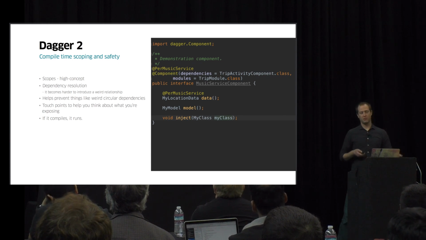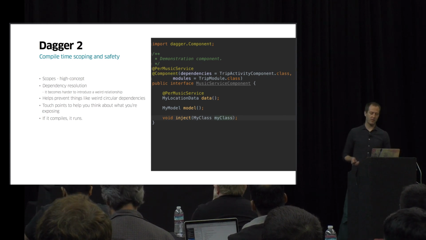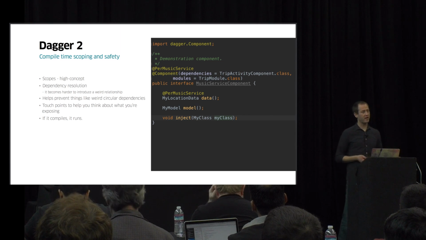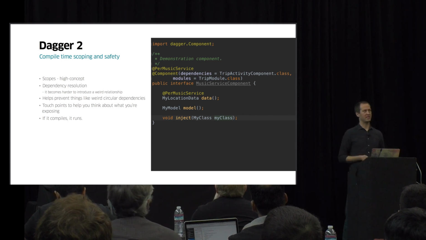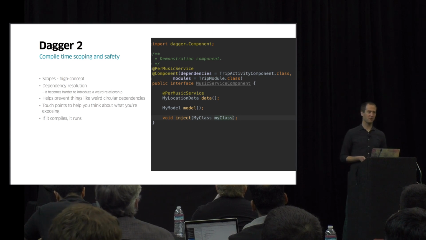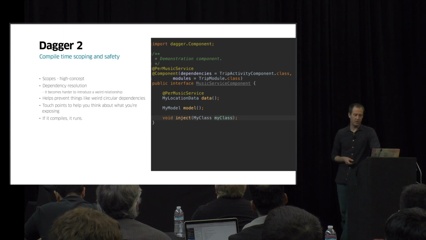Dagger gets you non-circular dependencies, a lot of compile time safety, no reflection. It's super fast. Like when we went from Dagger 1 to Dagger 2, I think we dropped like a second off our boot time. I mean, it shouldn't have been that big, but it was actually quite large. A lot of these things are unique to Dagger, is really the big point.